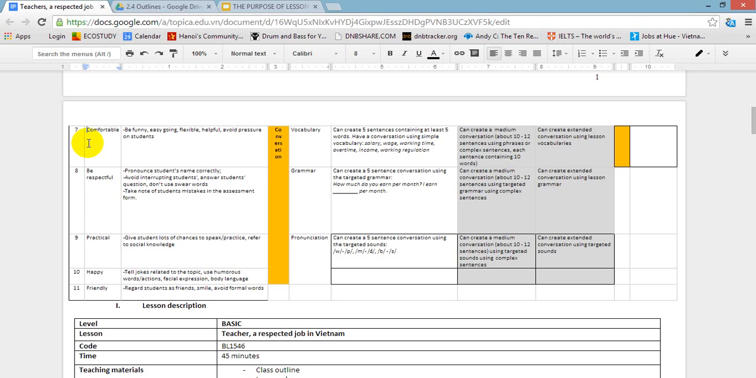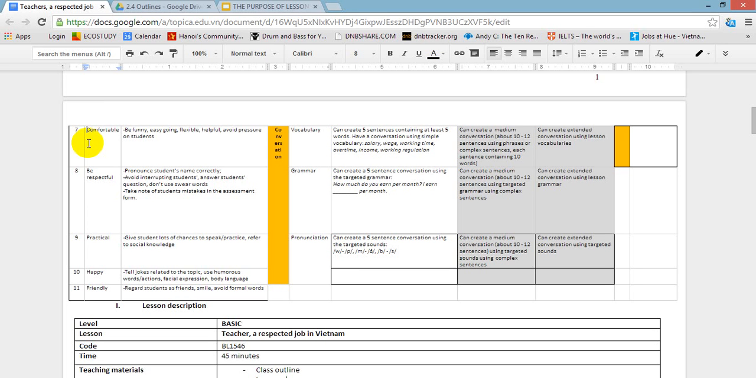Okay, and point number 9, we want to be practical in the lessons. So we want to give all the students, firstly, an equal chance to speak, and to give them lots of chances to speak and practice. And number 10, also very important, we need to be happy and have fun with the students. So we can tell them some jokes, and we can make some fun comments, and we can make some fun actions related to the lessons so that the students feel relaxed and comfortable and have a good time.